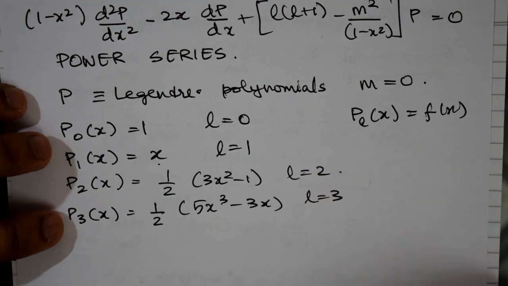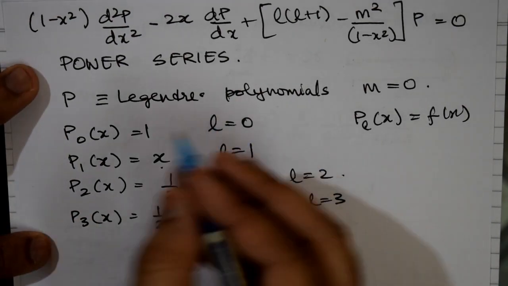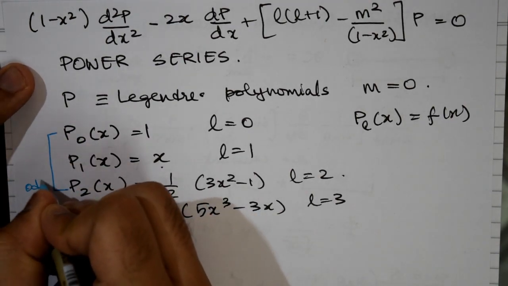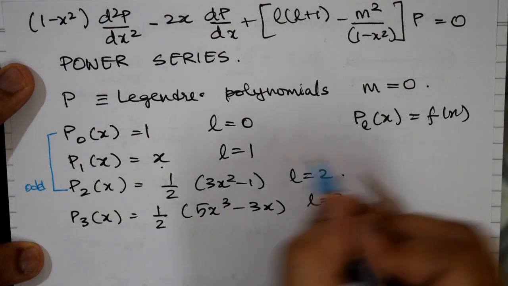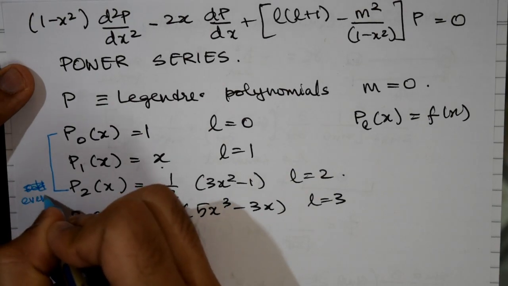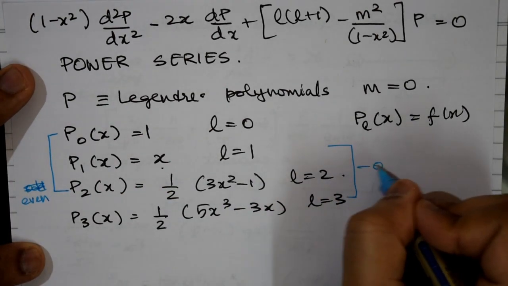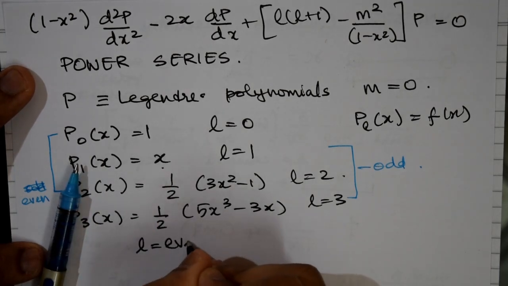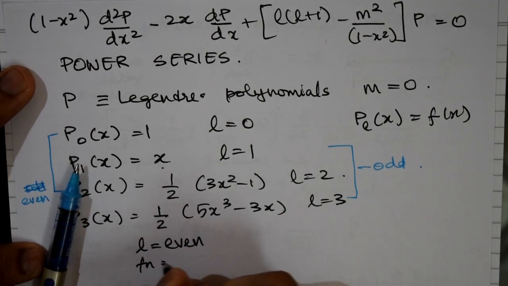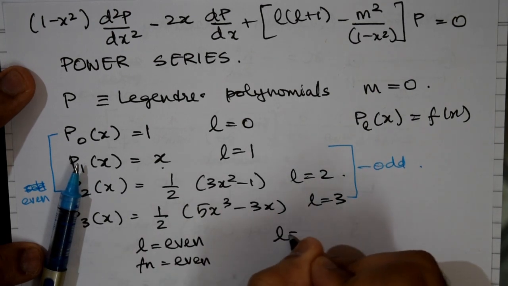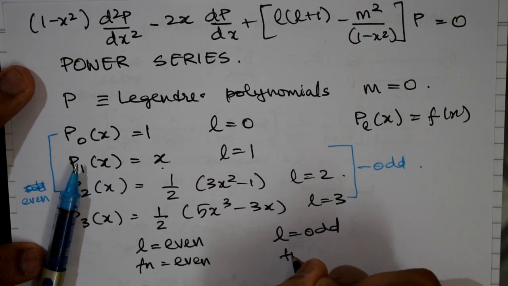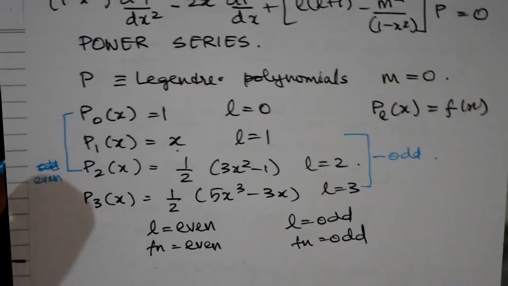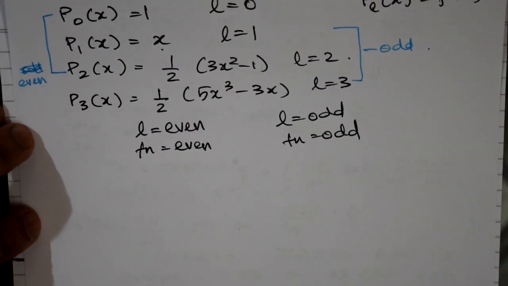One important aspect that we are able to realize is that the functions alternate as even and as odd functions. Okay, so when L is even, the functions are also even. When L is odd, the functions are also odd. Right? So having seen this, this is an important conclusion for one to make.